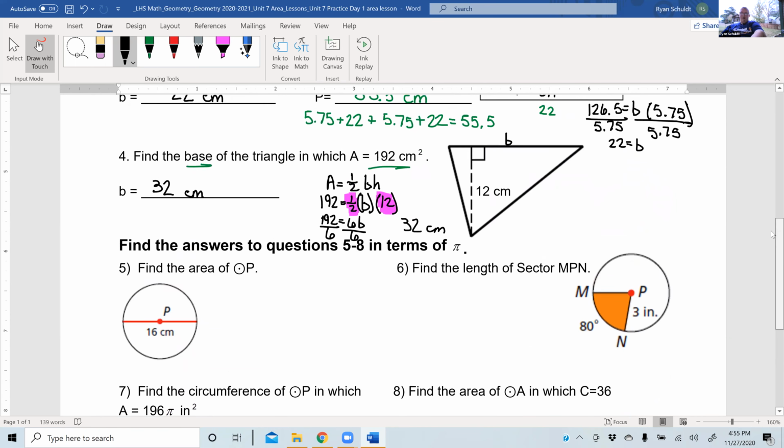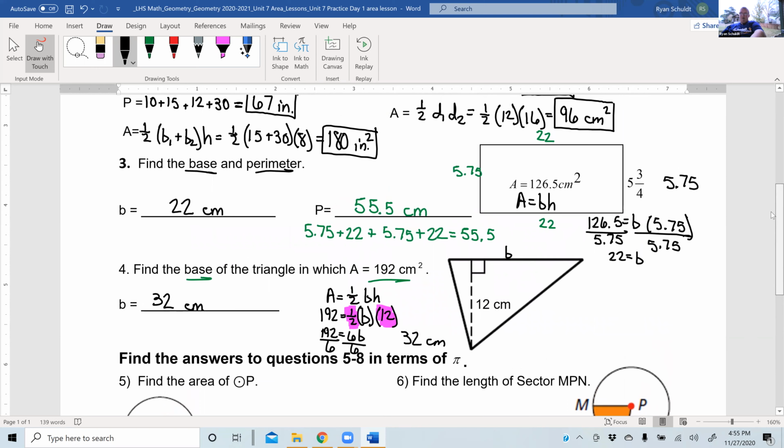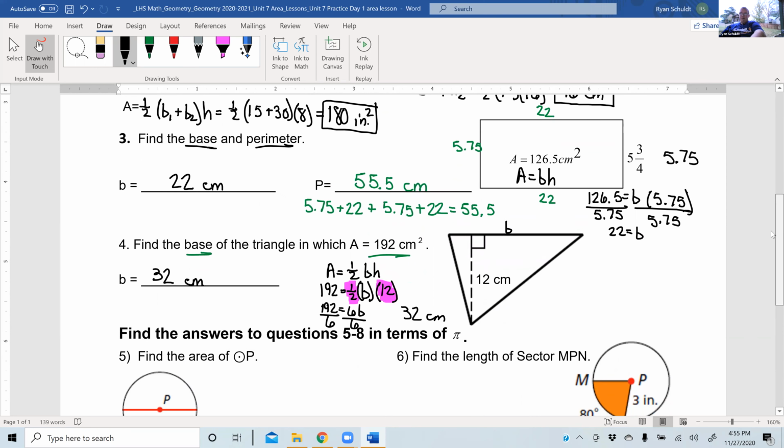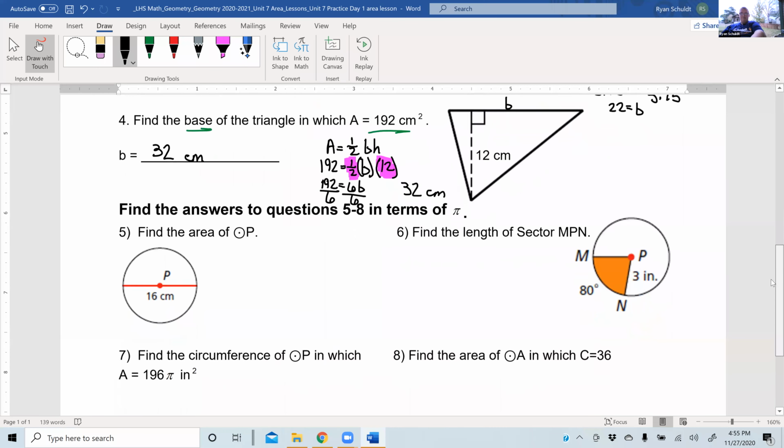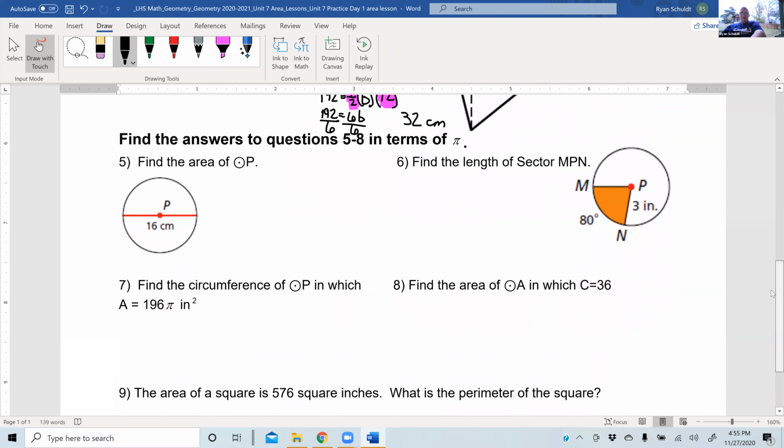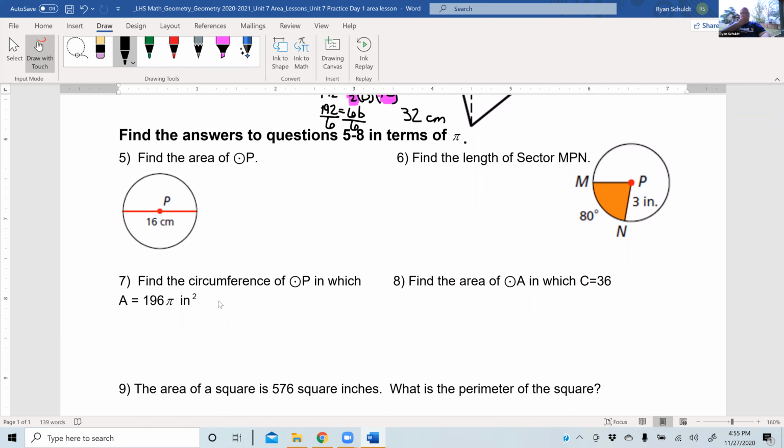Okay, so that's just area of quadrilaterals and triangles. Pretty easy peasy. So now, let's look at 5, 6, 7, and 8. Those, they tell us to answer in terms of pi. Meaning, do not put pi in your calculator. If you do, you're probably going to have a bad day.